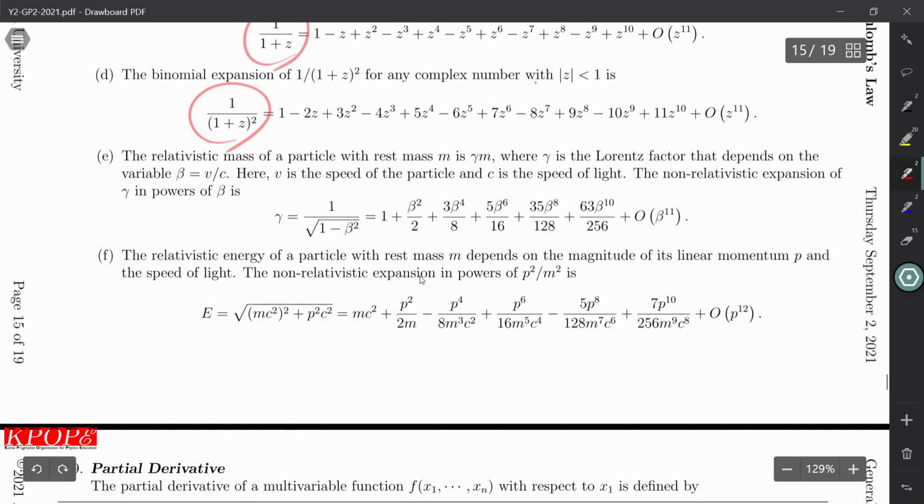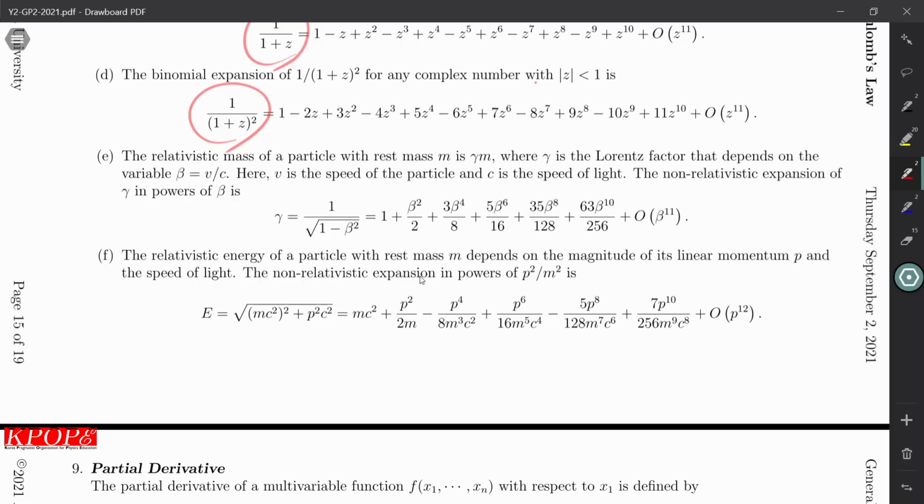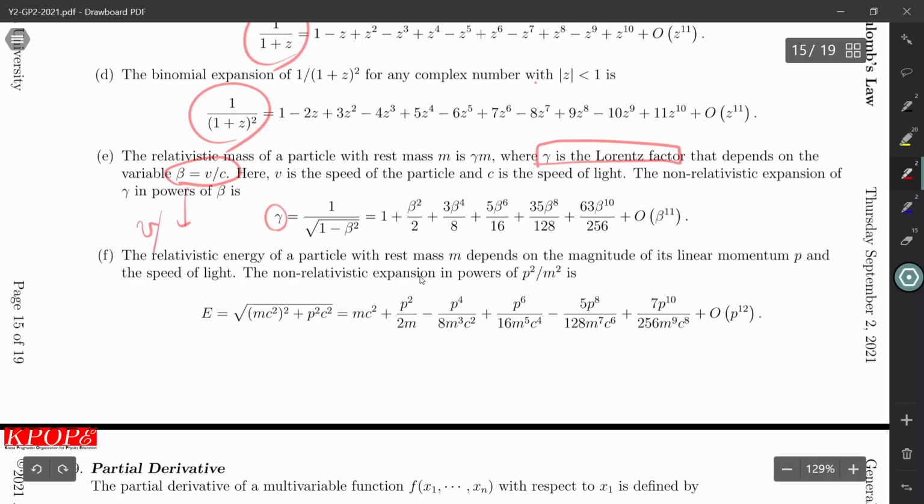Later we will study Einstein's relativity, and you will frequently find the Lorentz factor gamma. The Lorentz factor gamma is defined by 1 over the square root of 1 minus beta squared, where beta is the velocity of a particle divided by the speed of light. And this expression appears many times.